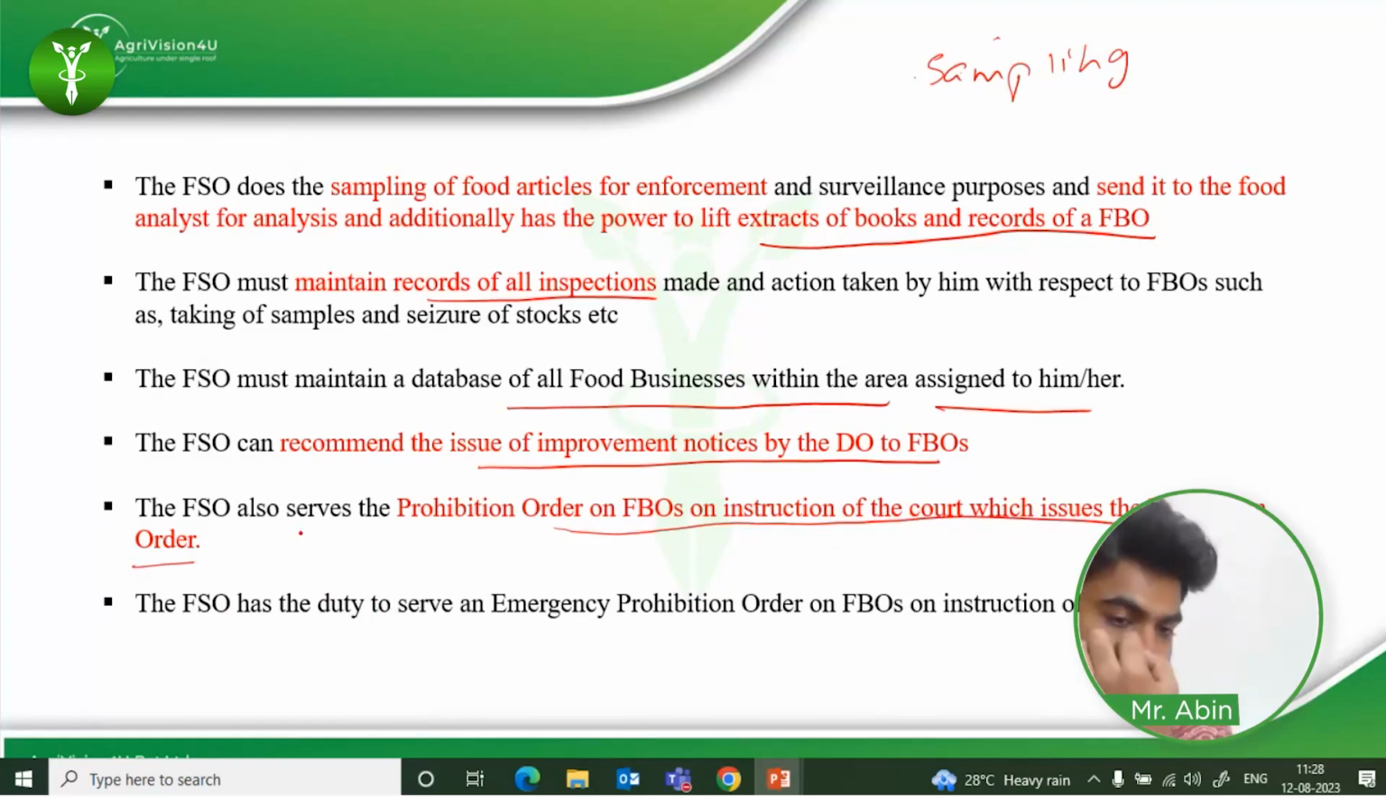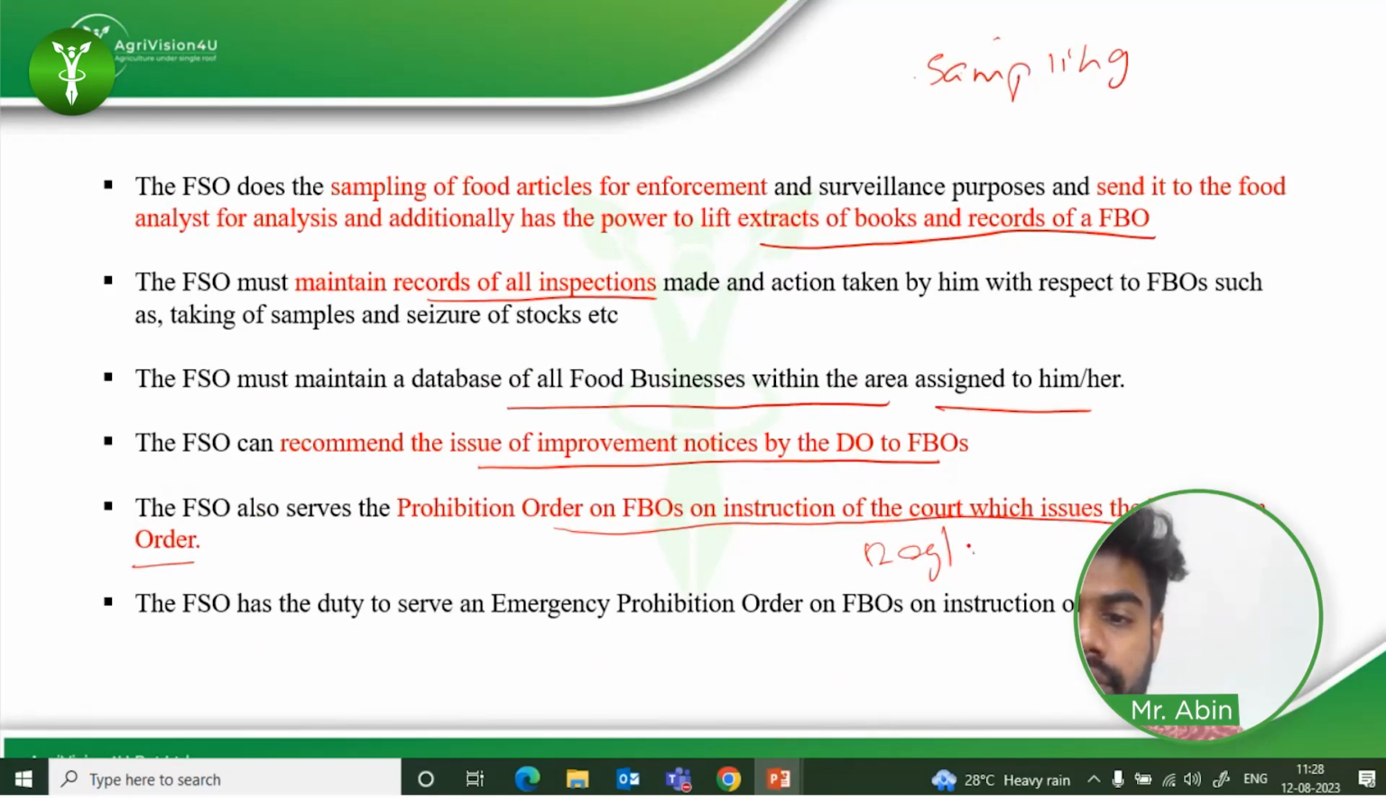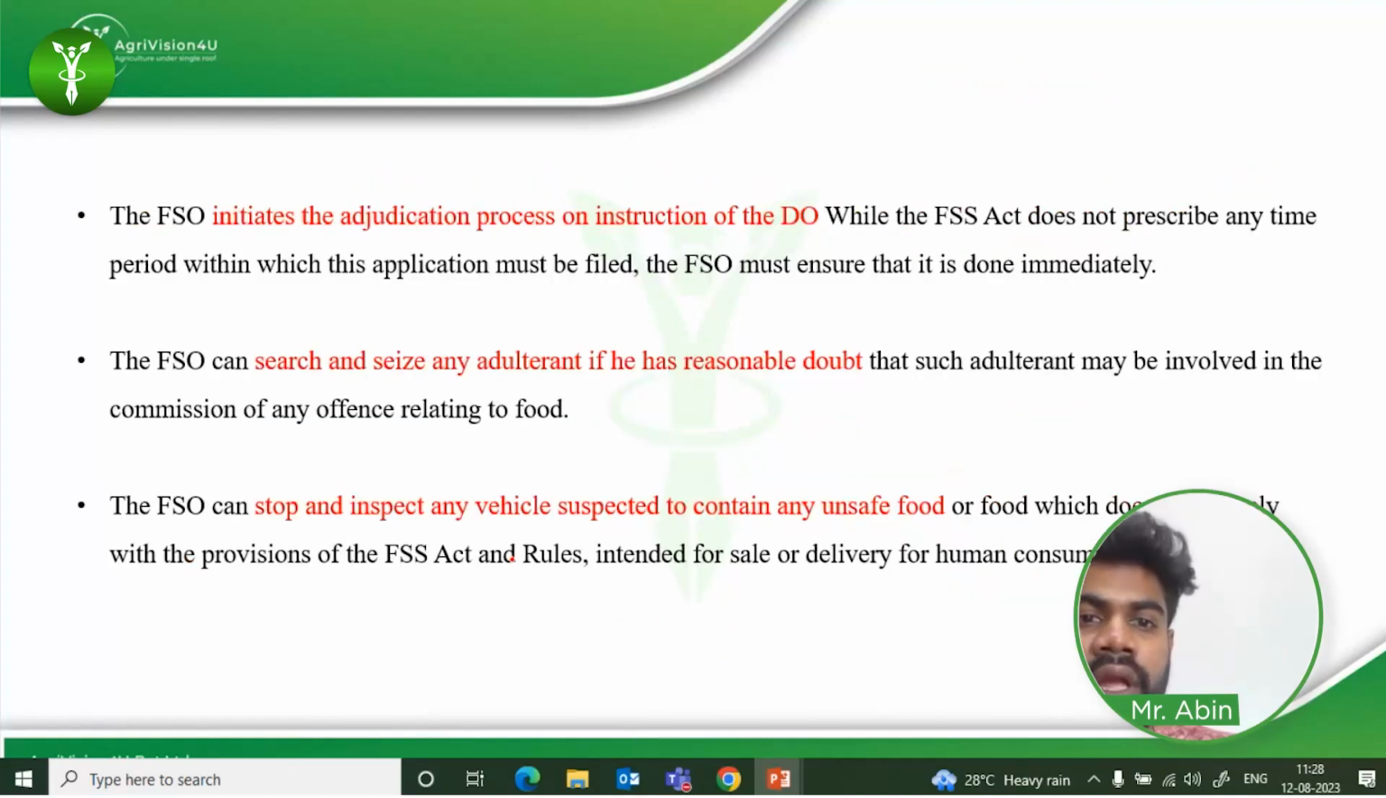So if some case is going to court, like a regular court or an appellate tribunal, and they are prohibiting the sales or the manufacturing, then the order will be given to FBOs by the FSO. He also serves emergency prohibition orders on FBOs on instruction of the DO. If there are emergency prohibitions, that is also a responsibility of the FSO. Initiate the adjudication process on instruction of the DO. He doesn't have a single command of his own; whatever it is, it will be suggested to the DO.